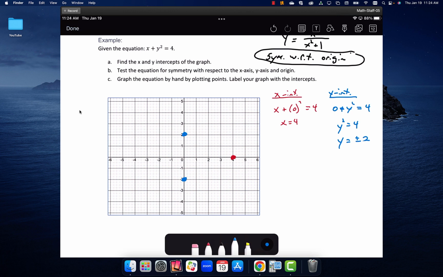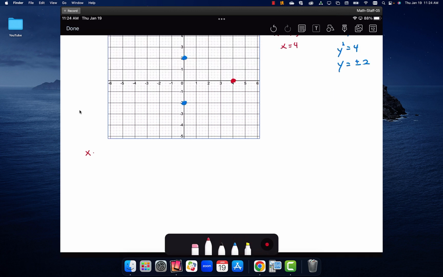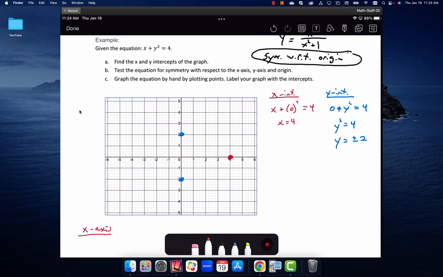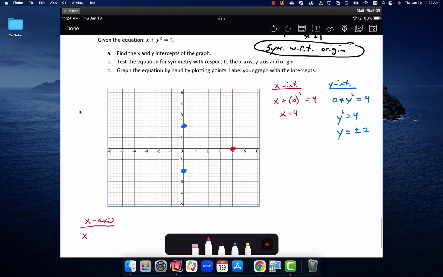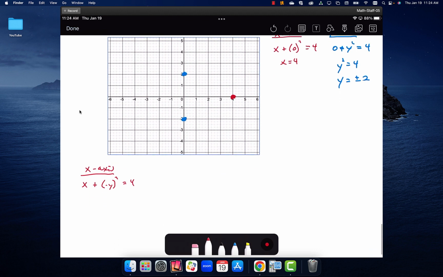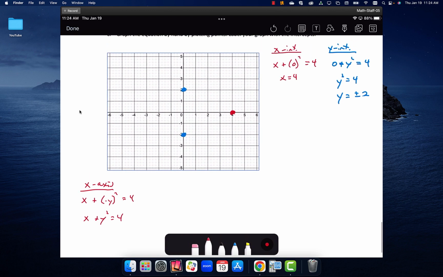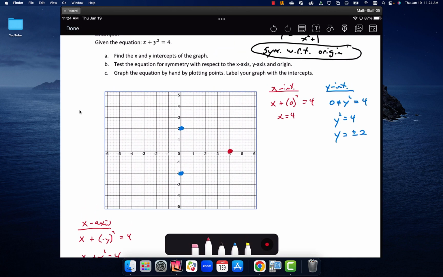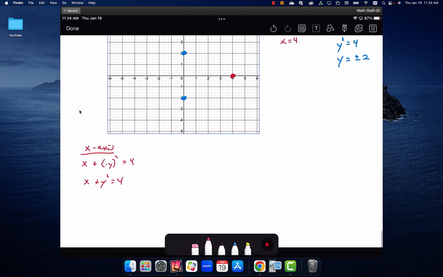Part B asks us to test for symmetry about the x-axis. Again, to test for symmetry about the x-axis, we're going to replace y with negative y. So we have x plus negative y squared equals 4. Let's simplify this. X plus y squared equals 4. That is equivalent to what we started with. So it looks like we have symmetry about the x-axis.